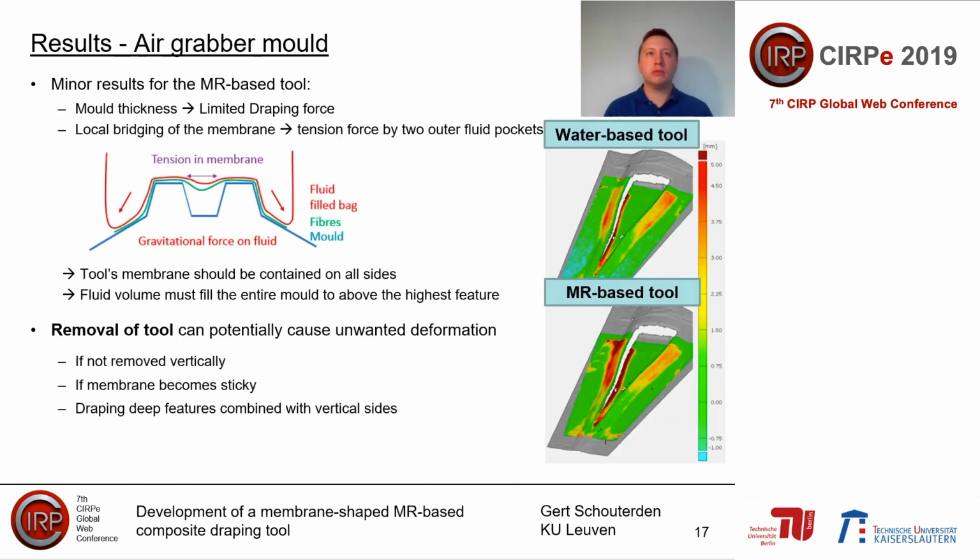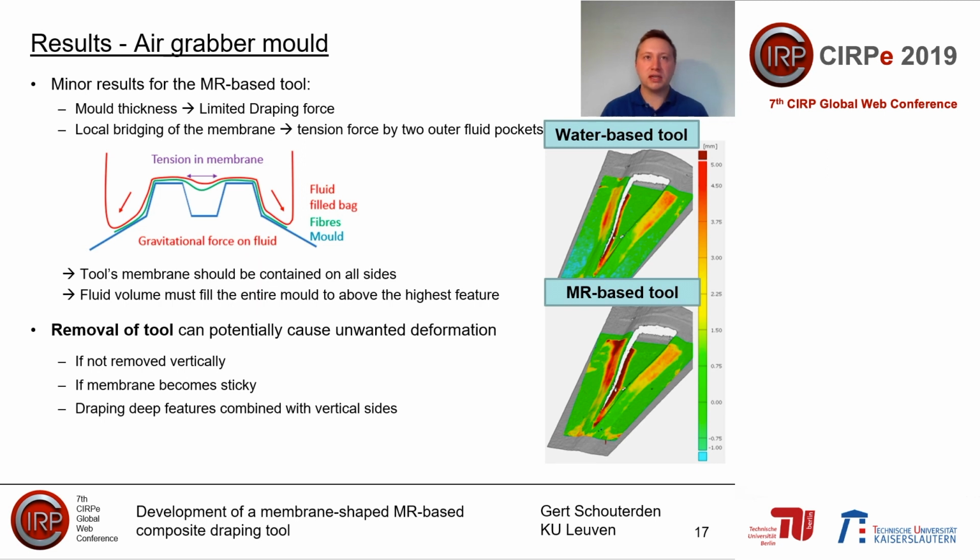Looking at our third mold, our MR-based tool performed worse. This can be mainly devoted to 2 main factors. First, the mold thickness, limiting the draping force, and secondly, the local bridging of the membrane due to the forming of 2 fluid pockets on the outside of the mold.